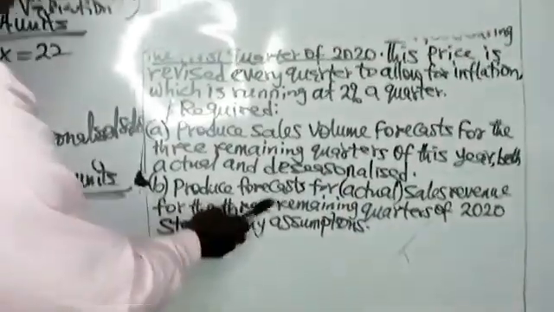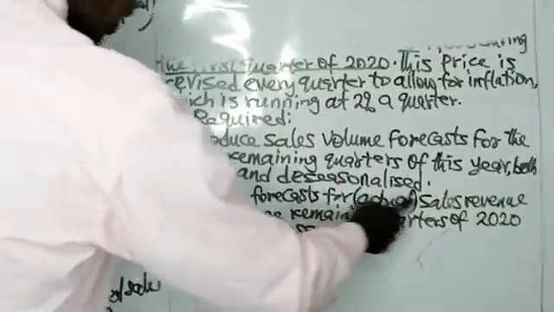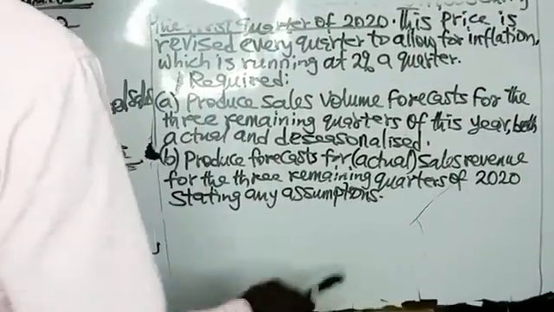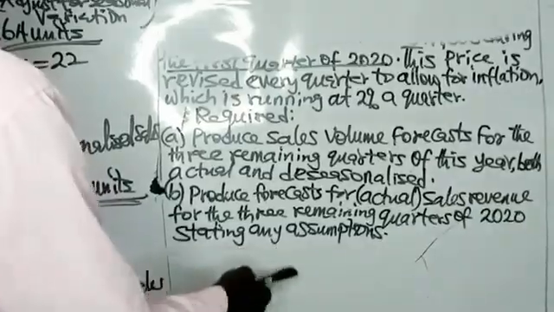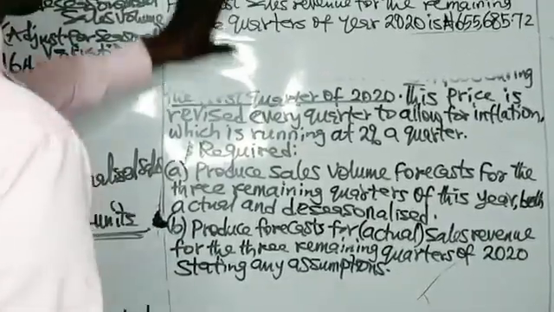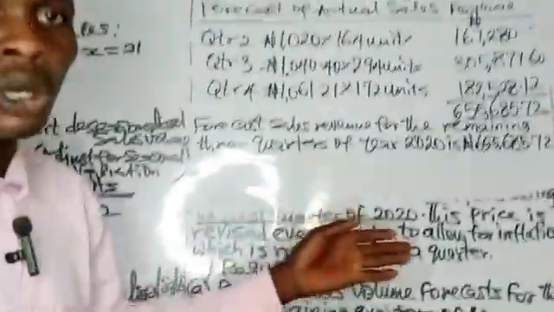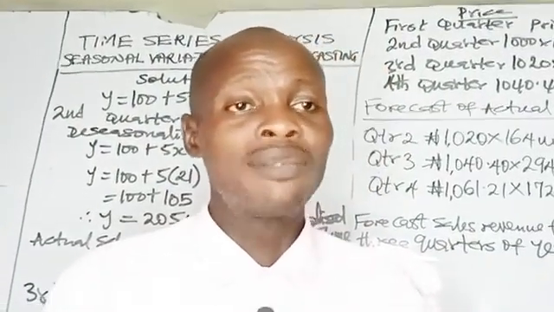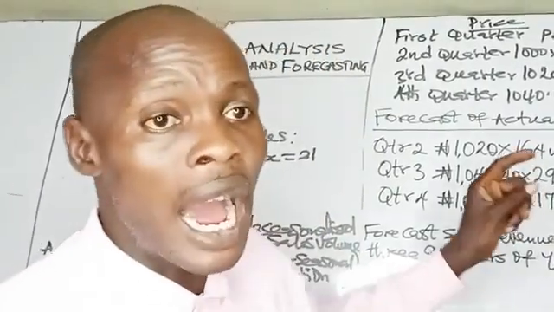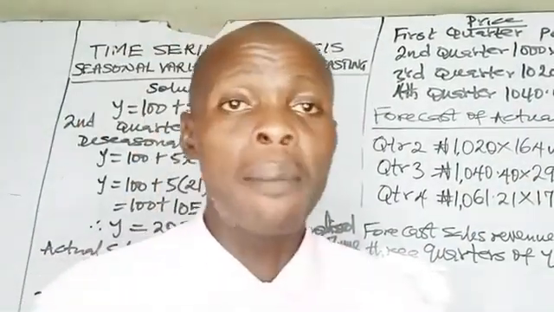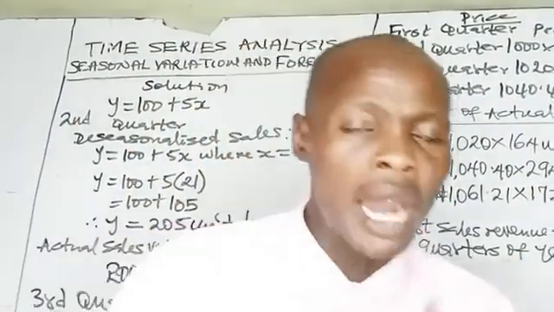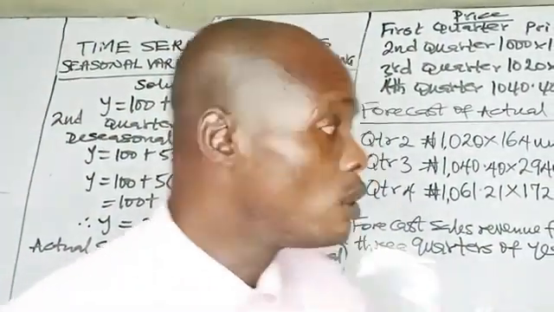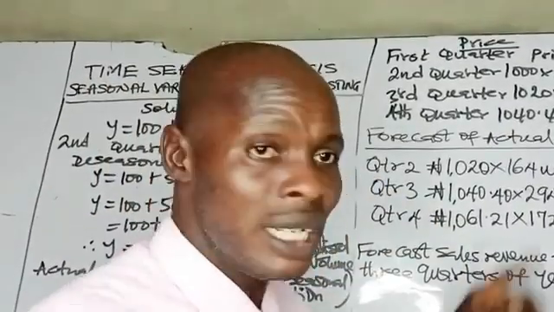You have to produce a forecast for actual sales revenue for the 3 remaining quarters of 2020, stating any assumption. So that is all about the requirement. So this marks the end of the solution to the question. In my next video, I will consider a situation whereby you will need to estimate both trend and seasonal variation together, and then we make use of them in our forecast.